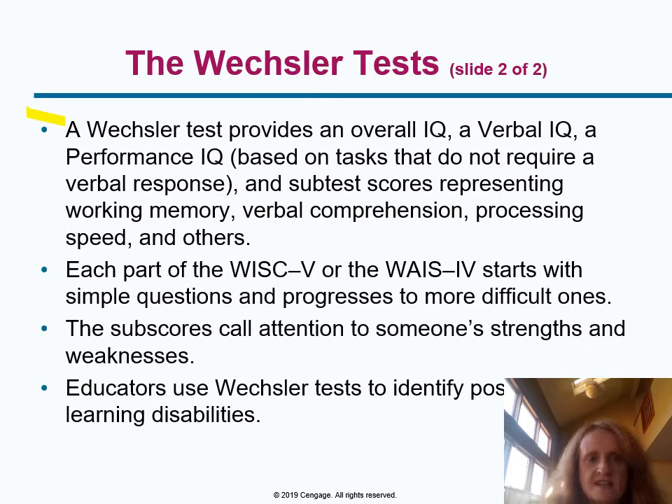A Wechsler test provides an overall IQ, a verbal IQ, a performance IQ based on the tasks that do not require verbal response, and subtest scores representing working memory, verbal comprehension, processing speed, and other factors. Each part of the WISC-5 or the WAIS-4 starts with simple questions and progresses to more difficult ones. The subscores call attention to someone's strengths and weaknesses. And educators use the Wechsler test to identify possible learning disabilities.